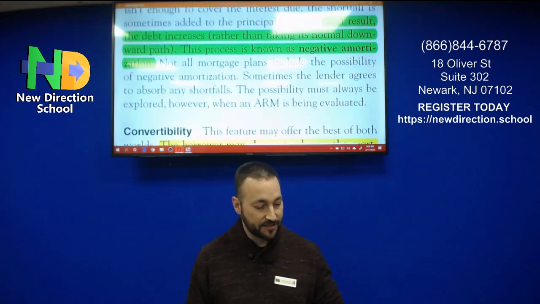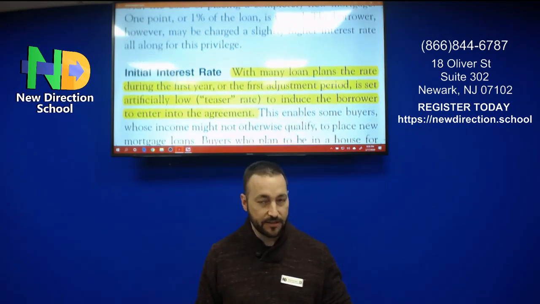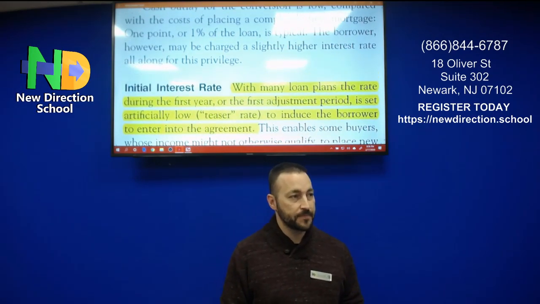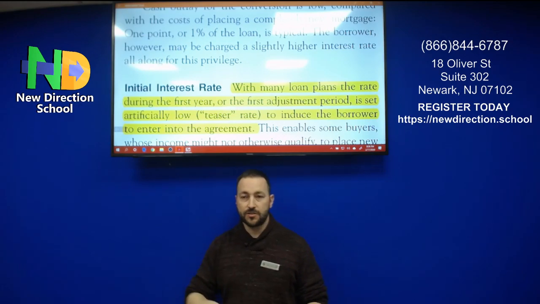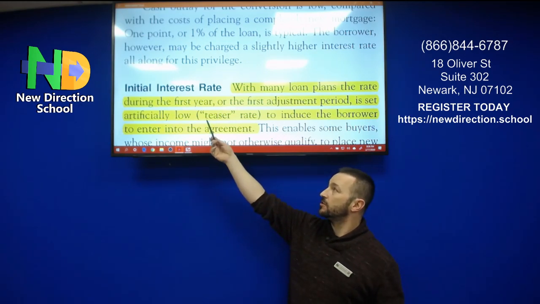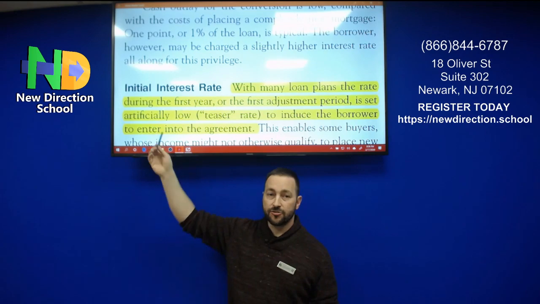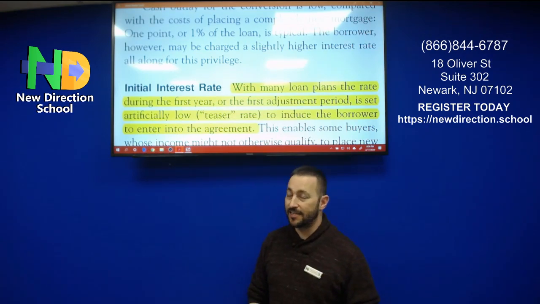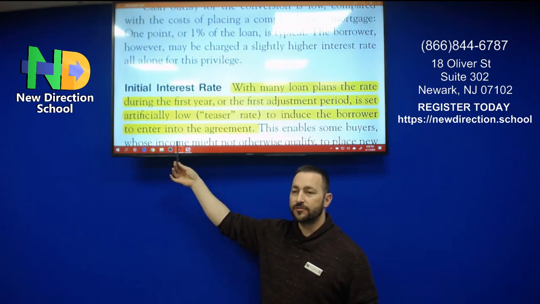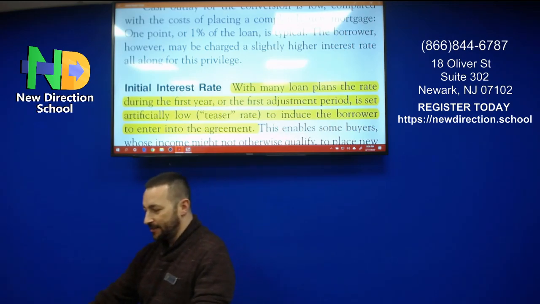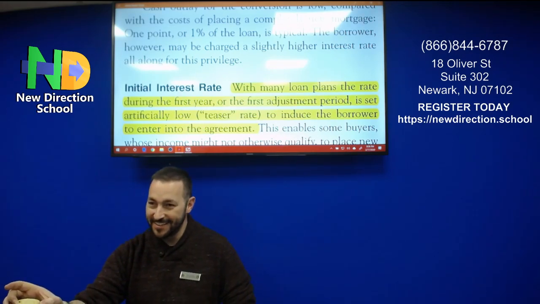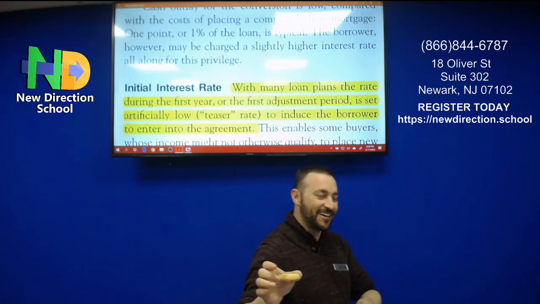When I say fixed, it's because of the initial interest rate. They were fixed for 5 years, and this is called a teaser rate or artificially low rate. And it's really, as it says, to induce the borrower to enter into an agreement. It's kind of like, hey, want a cookie? Come, I'll get you a cookie.